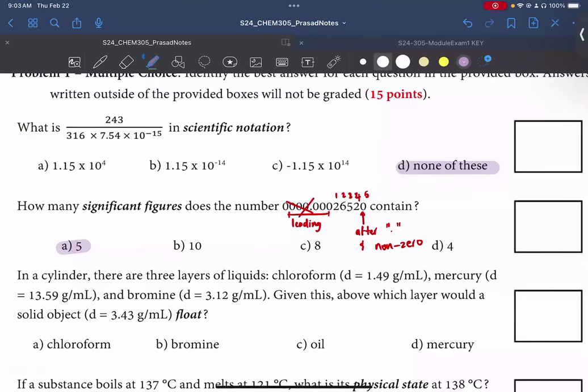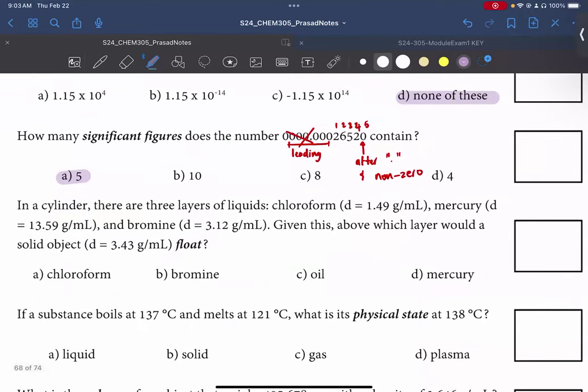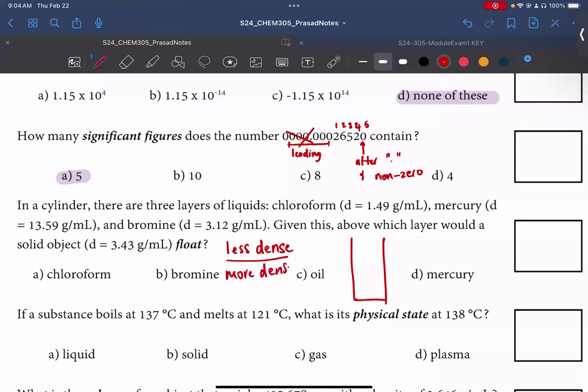In a cylinder, there are 3 layers of liquids: chloroform, mercury, and bromine. Given this, above which layer would a solid object float? Again, this question was taken almost verbatim from the practice exam. I just deleted 2 of the layers. How you should have investigated was to draw a mock cylinder like so. We recall that the less dense fluid is on top versus the more dense. In that same way, we can organize the layers as follows. If the less dense is at the top, that means the lowest density is the one on top. In this case, it is chloroform. So the one on top is chloroform.